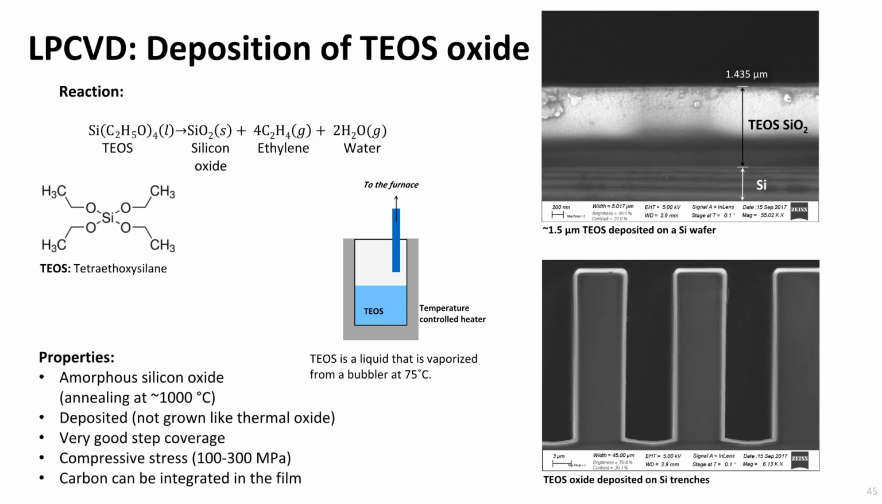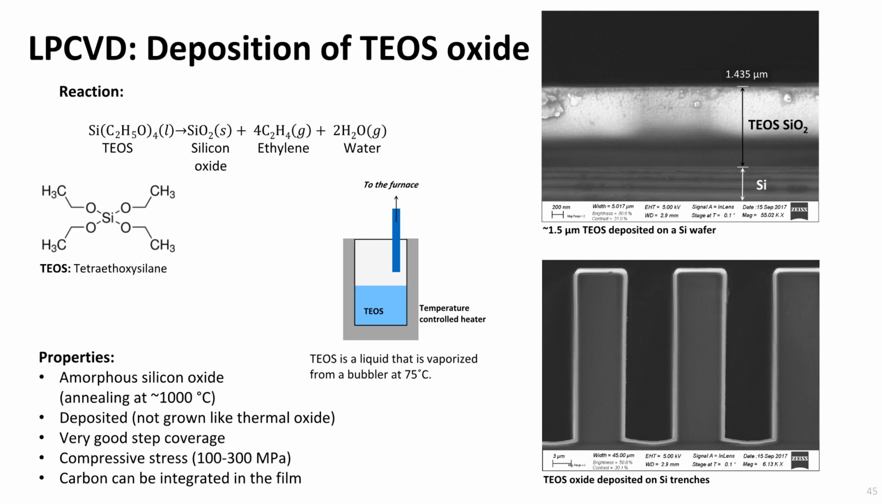The crystal structure of the TEOS oxide is amorphous. It can be annealed at around 1000 degrees, which increases the film density and thereby decreases the thickness. The film quality will become close to thermal oxide. TEOS oxide is deposited, not grown. It is often used where a silicon oxide film is required on a non-silicon surface. Thermal oxide will only grow on existing silicon surfaces, as explained in more detail in the thermal oxide lecture.